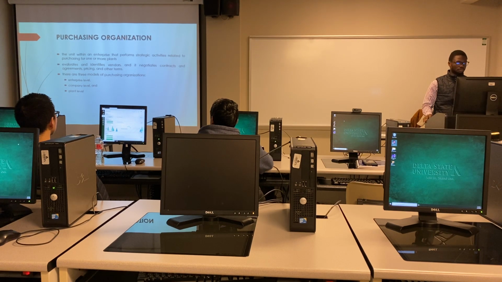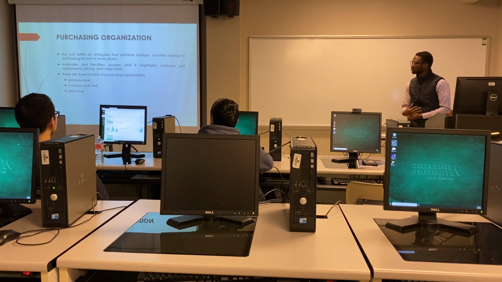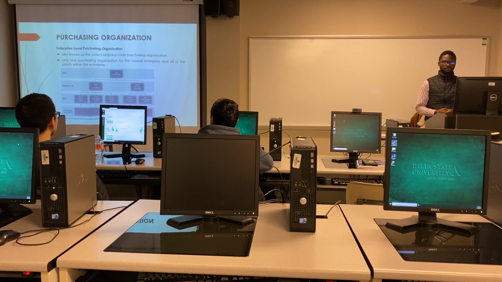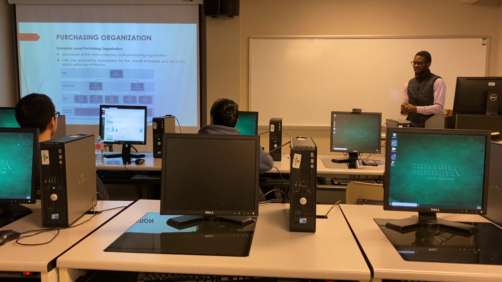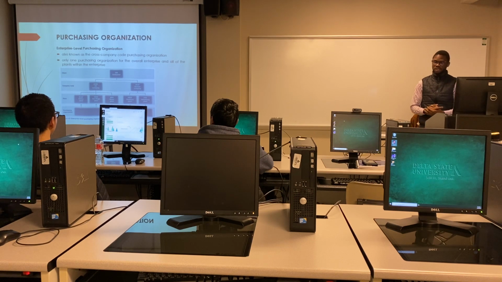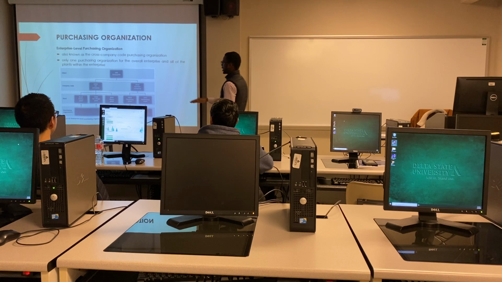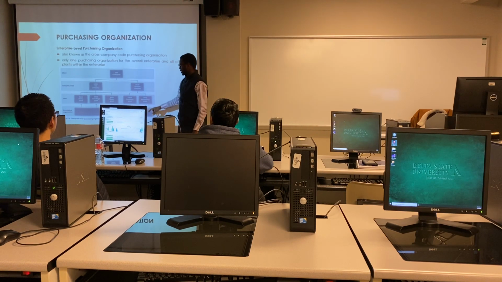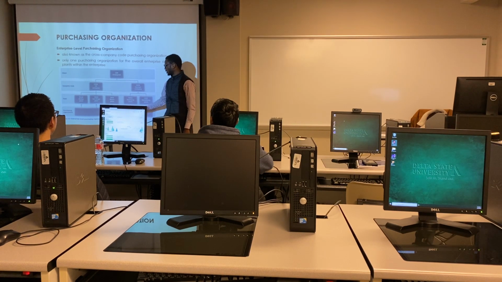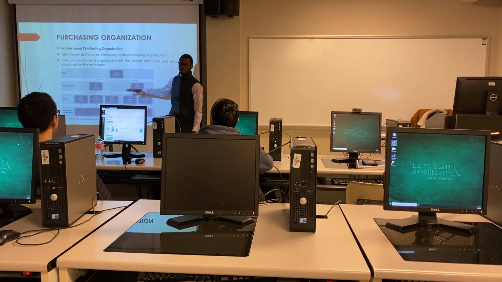Now, there are 3 models of purchasing organization. We have the enterprise level, the company level, and the plant level. What these are basically saying is that there are 3 kinds of purchasing organization. The enterprise level means that the company has one purchasing organization for the whole enterprise. So this purchasing organization actually services every plant as well as the company code.